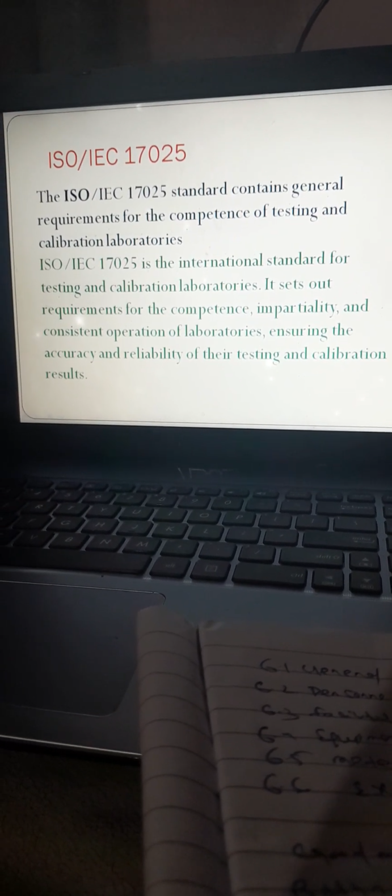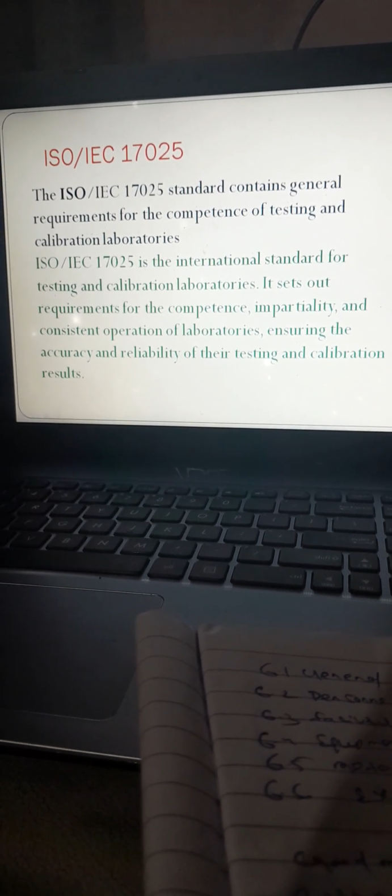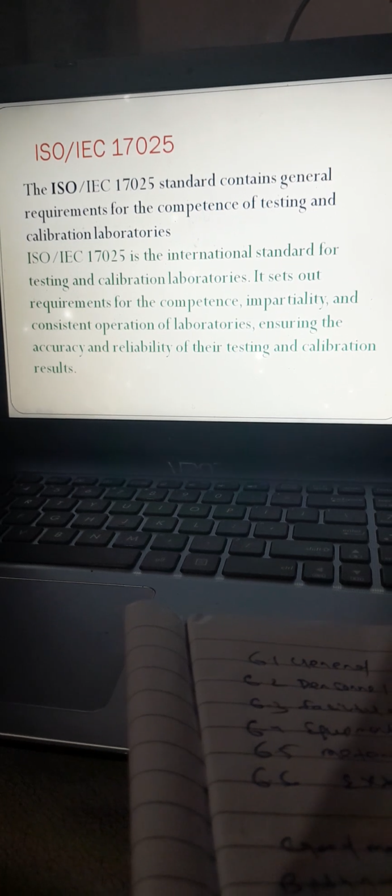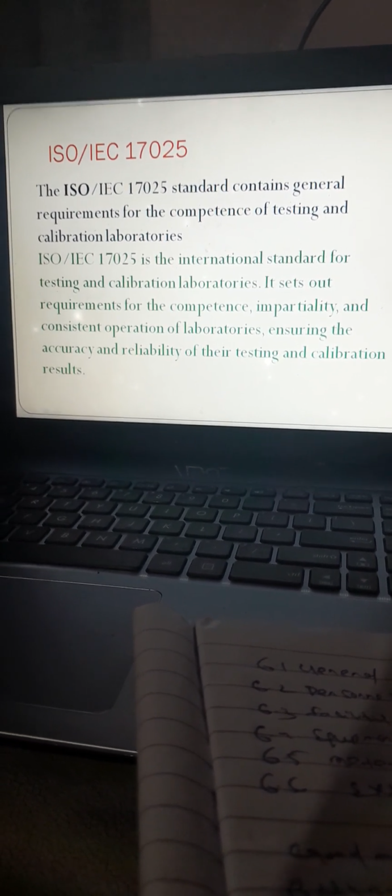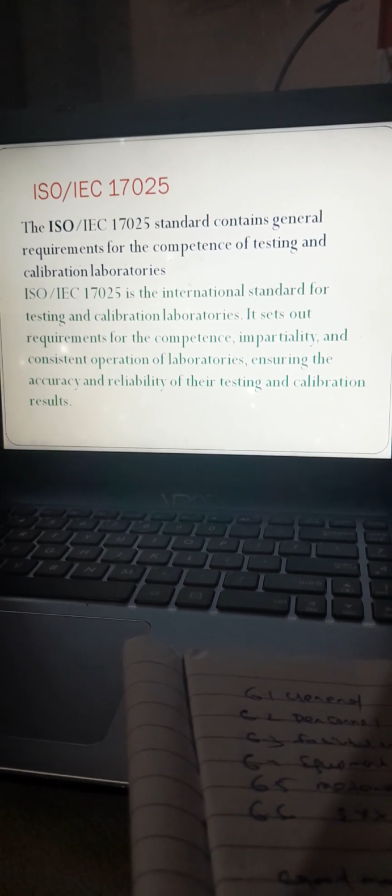First, we have to understand what ISO and IEC are. ISO means International Organization for Standardization, and IEC is the International Electrotechnical Commission. So, friends, to set up a testing laboratory or calibration laboratory, we have to follow certain rules and regulations and a standard. The standard is ISO IEC 17025. According to this, we have to prepare our documents.